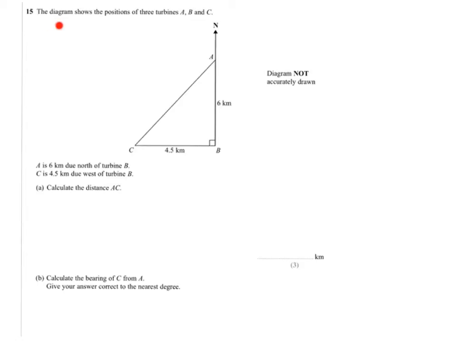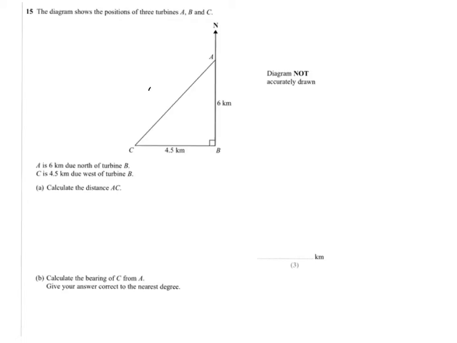Question 15. The diagram shows the positions of these turbines A, B and C. A is 6 kilometres due north of B and C is 4.5 kilometres due west of turbine B. So our first task is to calculate the distance AC. So you should realise you've got a right angled triangle, you've got the two small sides, so Pythagoras' rule will give you the third side.